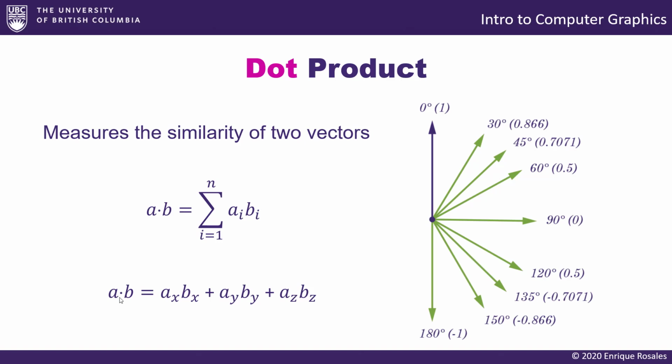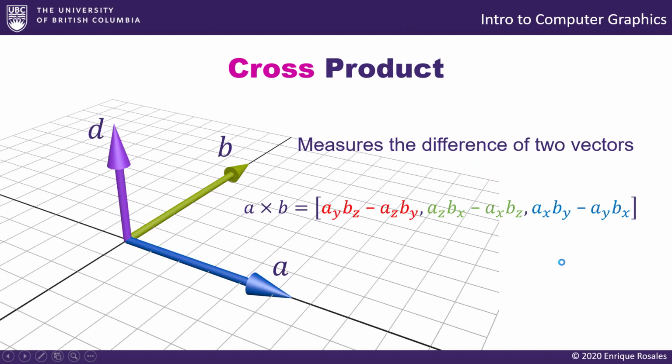Specifically, for the ray tracer that you will need to write, you will need to create your own dot product and cross product functions. But yeah, it's very easy. So now let's talk about the cross product.